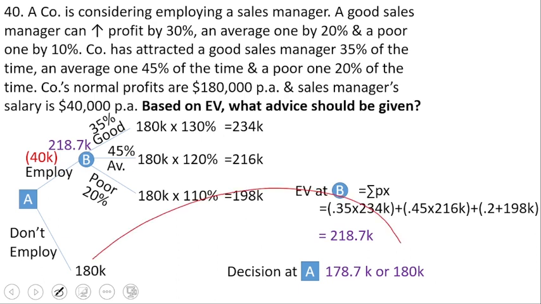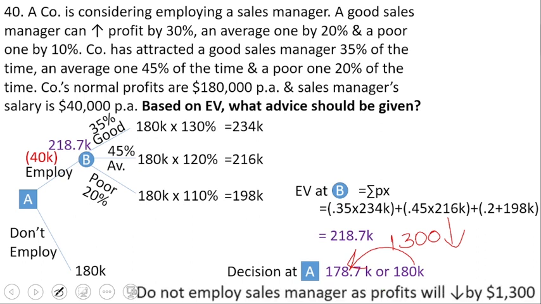And if we don't employ a sales manager, we get a profit of $180,000. Which is better? It is better not to employ a sales manager, because if we employ a sales manager, then the profit will drop by $1,300. So that's the decision. Do not employ a sales manager, as profits will drop by $1,300.